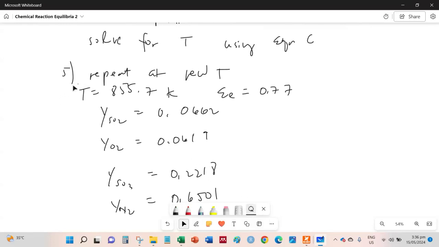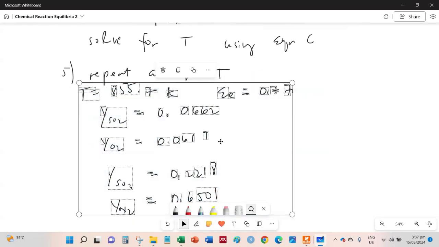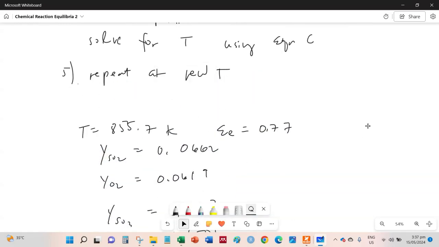So the final answer would be this right here. Temperature is 855.7, and then epsilon is 0.77. Then you have to use the equations that you set up earlier for the product.